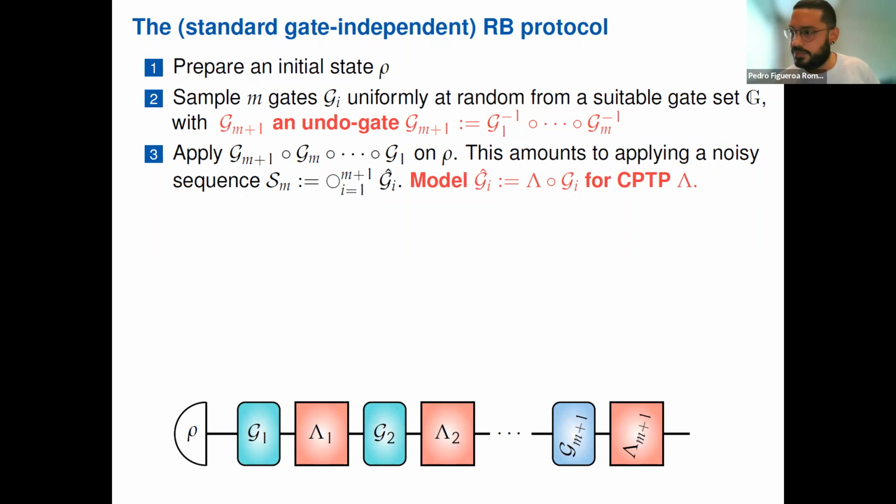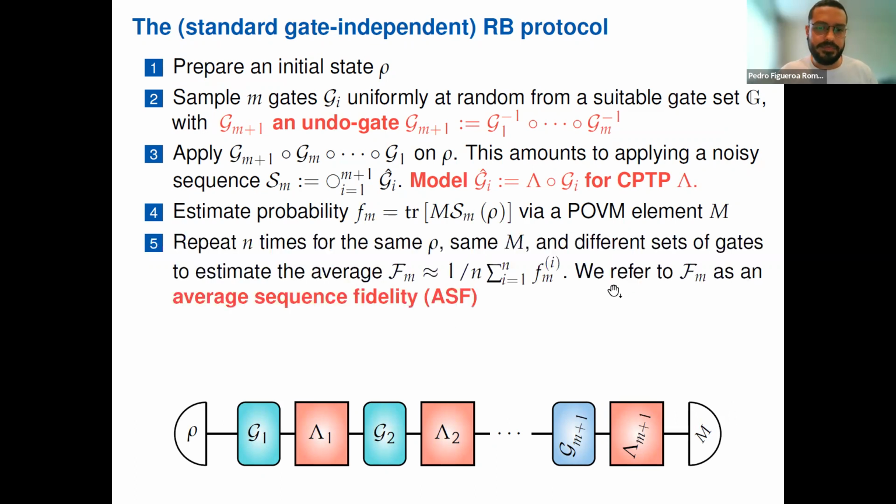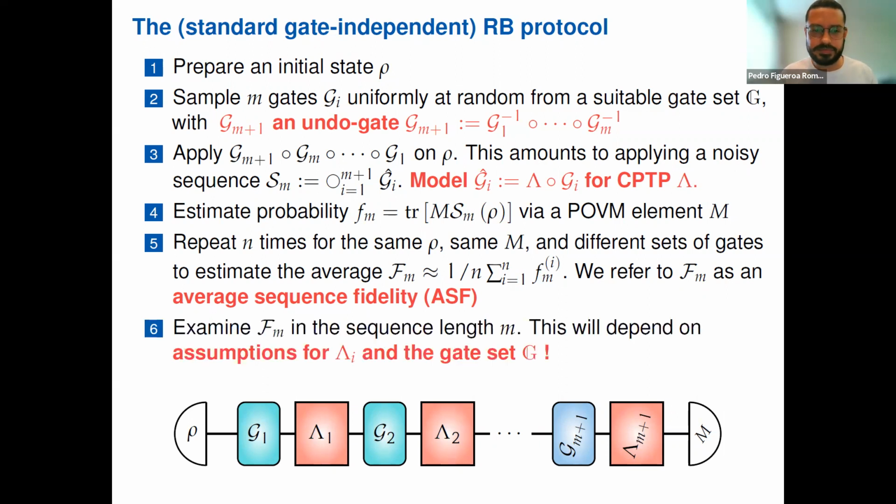So the most naive way to model what is happening is to attach some CPTP map to your gates and say, I'm applying my ideal map and then I'm getting some unwanted CPTP map, which accounts for the noise. Okay, you can then run this circuit and estimate probabilities with some POVM element M. Then you repeat this many, many times and get statistics for the average of these probabilities, which we usually refer to as the average sequence fidelity, because it turns out that you can relate these average probabilities to the average gate fidelities of the gates.